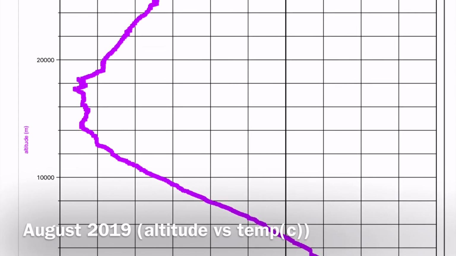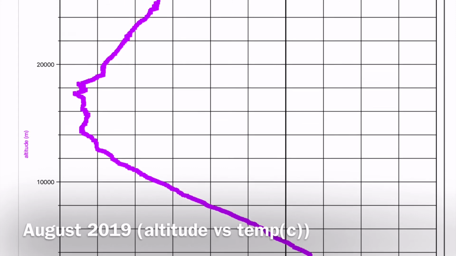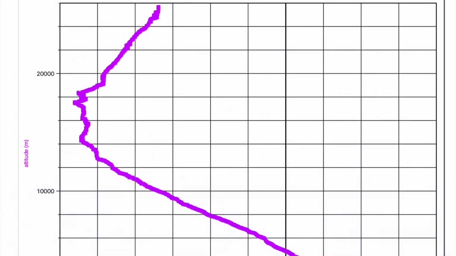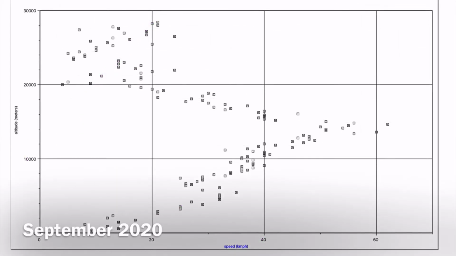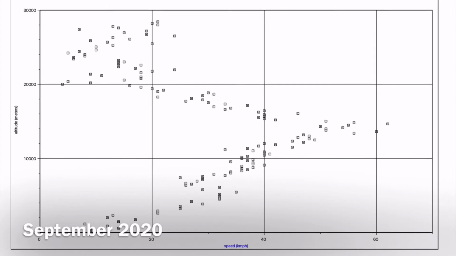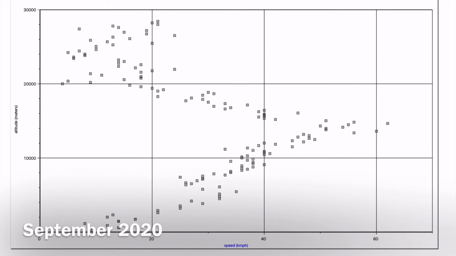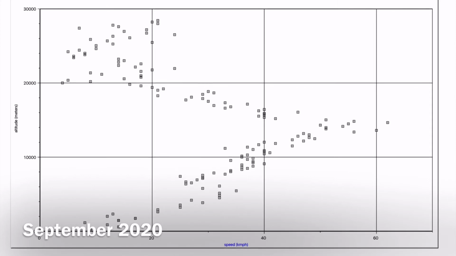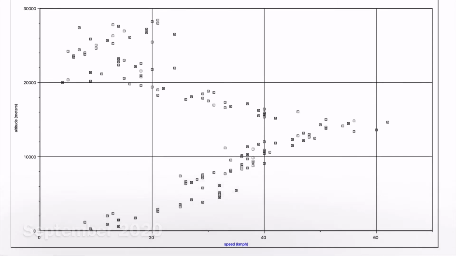Overall, in all three of these altitude versus temperature graphs, we see the same pattern of decrease of temperature and then increase of temperature. Now we can look at the speed of the balloon as the altitude of the balloon increases, which tells us the wind speed. For our September 2020 launch, the speed increases as altitude increases until about 12,000 meters. At this altitude of 12,000 meters, the balloon is in the jet streams, causing it to reach its max speed of 62 kilometers per hour. The speed then decreases until it levels out at about 20,000 meters.